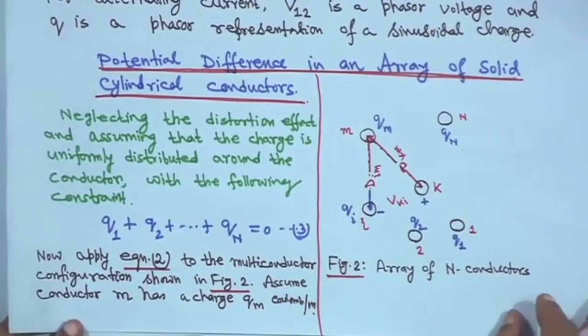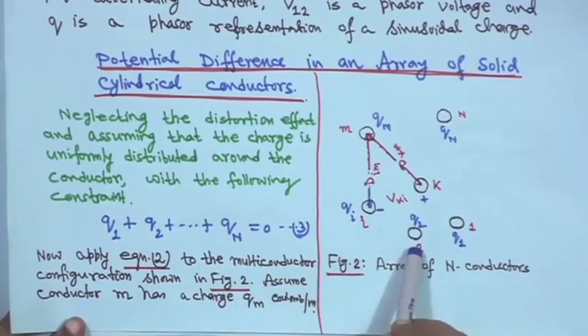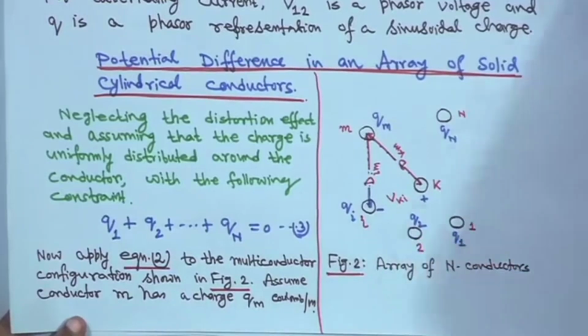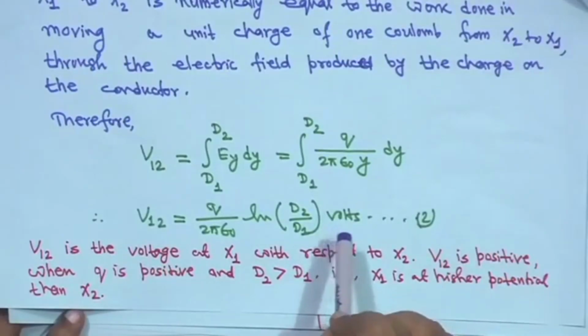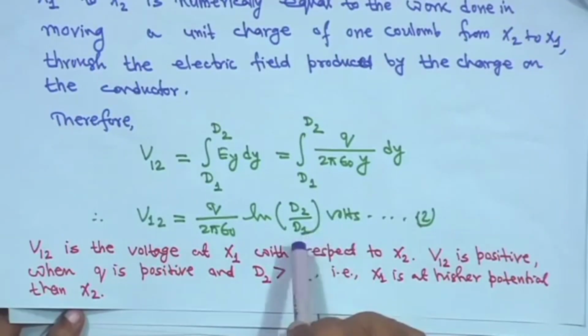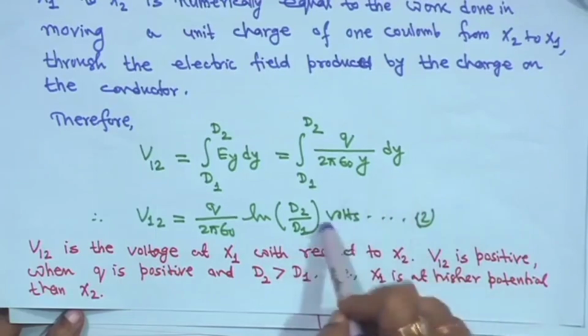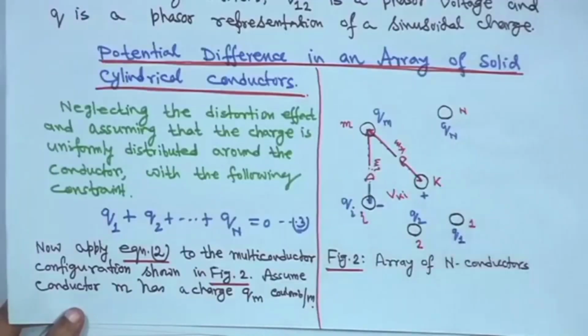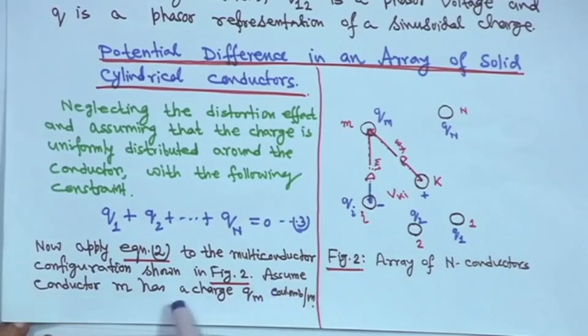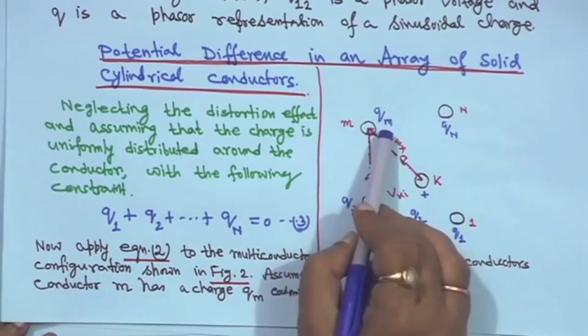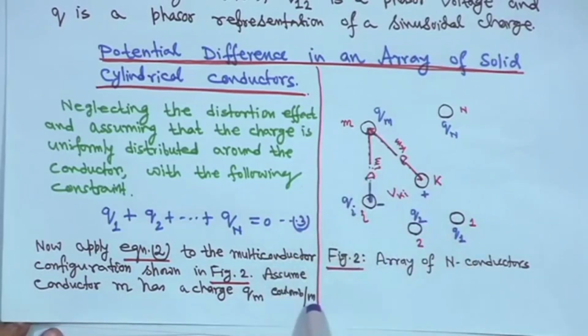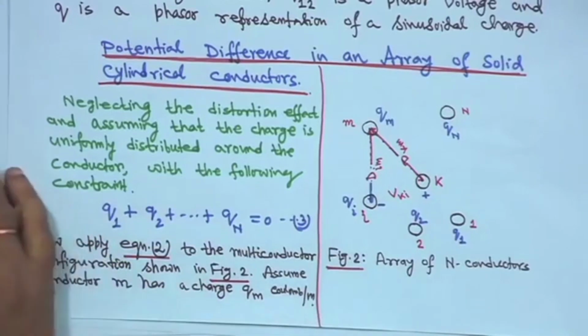Now, apply equation 2, which was for a single conductor, to the multi-conductor configuration as shown in figure 2. Assume conductor M has a charge qm, in coulomb per meter.